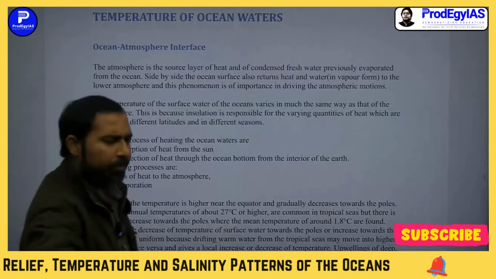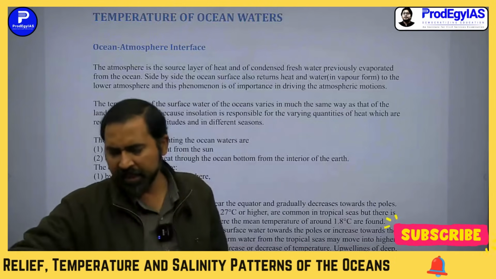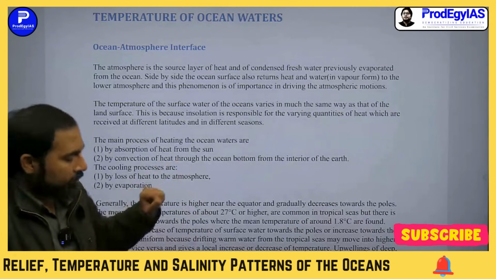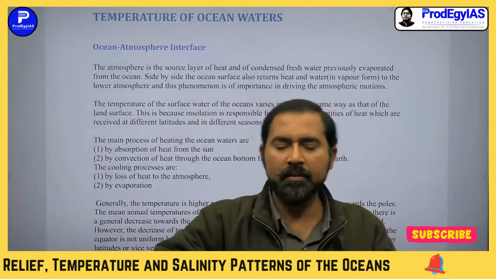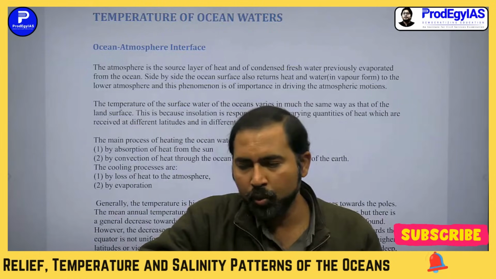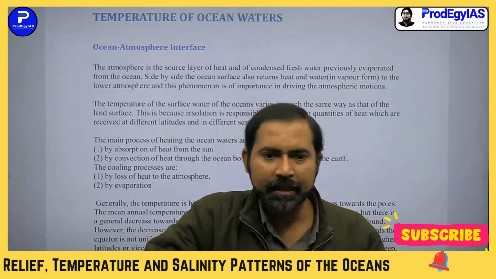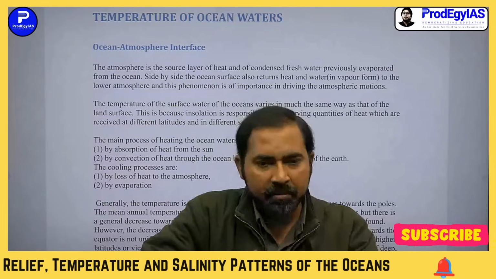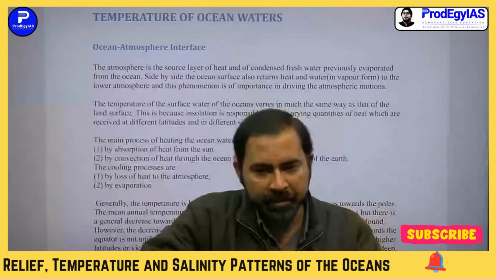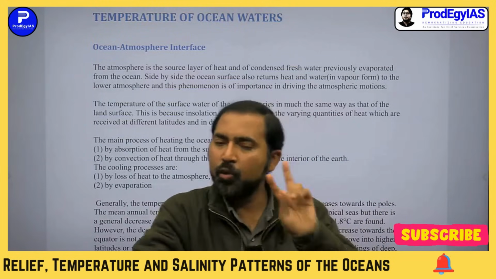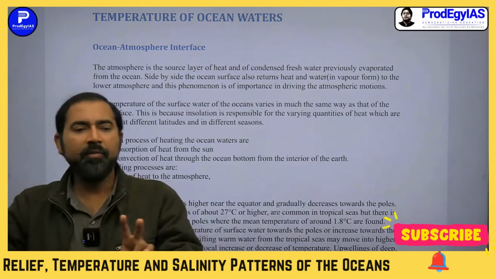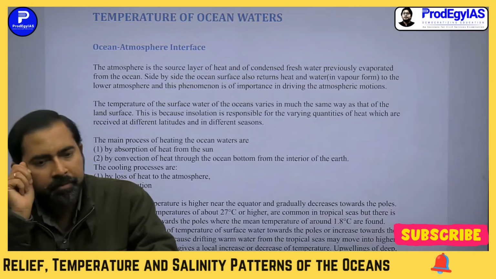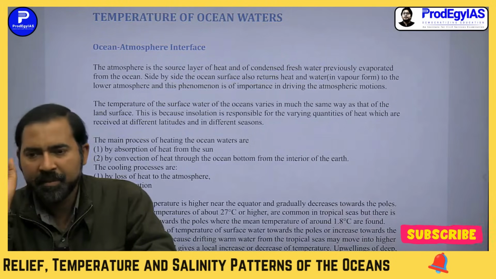Now, temperature and salinity patterns. There is not much to memorize in this part, but to understand. To understand the oceanic circulation pattern, you need to know how the temperature and salinity change in the various parts of the oceans. What is the pattern, their horizontal pattern, their vertical pattern, how the temperature changes, how the salinity changes, because these are the two factors which decide the movement of oceanic currents. Oceanic currents are mainly caused by temperature and salinity changes. First, you should understand this.